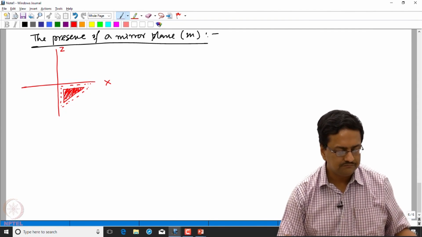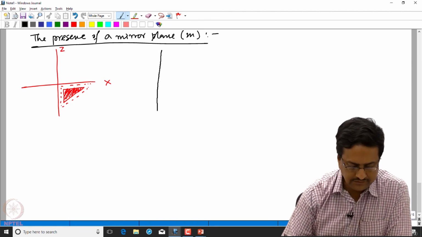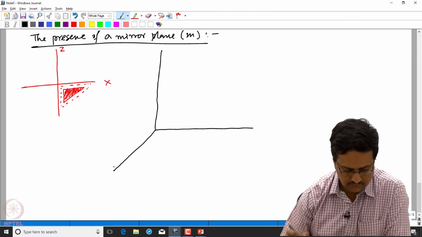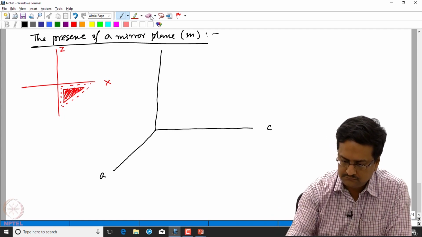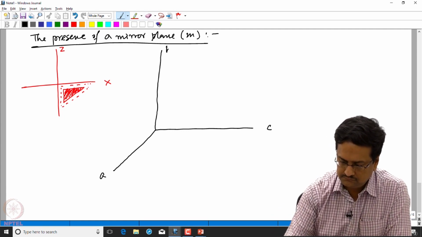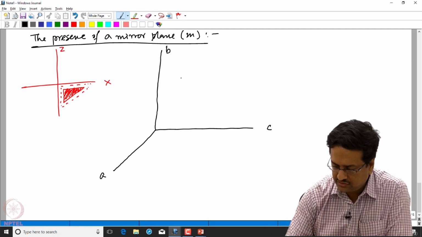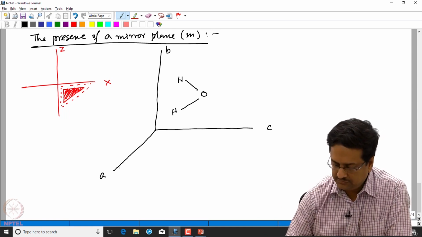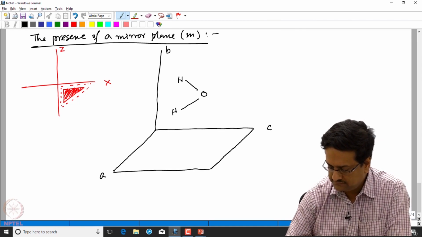So, what does it mean? It means that if I draw it in 3D, suppose my molecule is a water molecule, the corresponding mirror plane is here. This AC is my mirror plane.